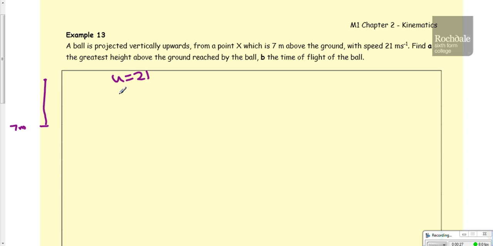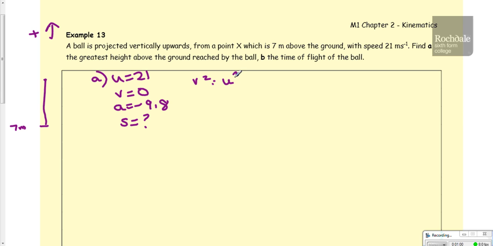So we know that at the greatest height, the ball will be instantaneously at rest before it falls back down towards the ground. Now, because the initial speed is upwards, I'm taking upwards to be positive, and so acceleration will be towards the ground. That's the opposite direction, so that's negative. The thing that we want to know is how far has it gone? So S is the thing that we're looking for, the displacement above the starting point.